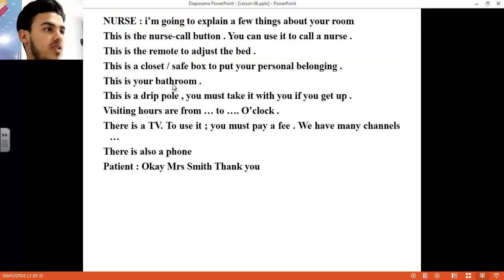So, here is another dialogue. A nurse says, I am going to explain a few things about your room. So here the dialogue is about the patient's room.